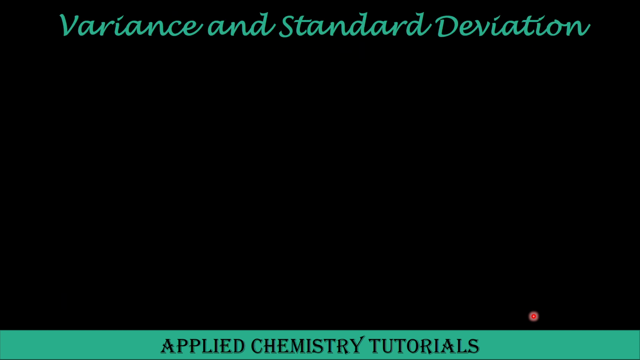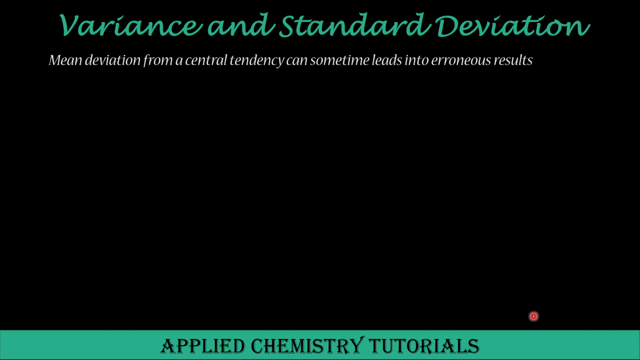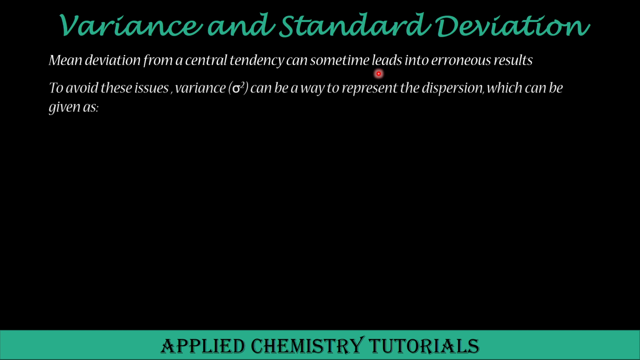Now let's move into variance and standard deviation. Mean deviation from central tendency can sometimes lead to erroneous results. I am not going into details for this. To avoid these issues, variance, or the sigma squared term, can be a way to represent the dispersion, which can be given as sigma squared equals summation of fi multiplied by (xi minus x bar) whole square, from i equals 1 to n, divided by summation of fi from i equals 1 to n.